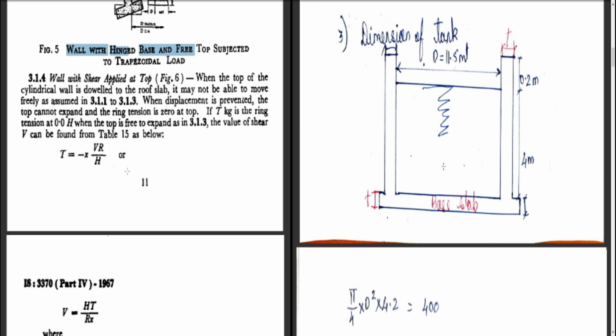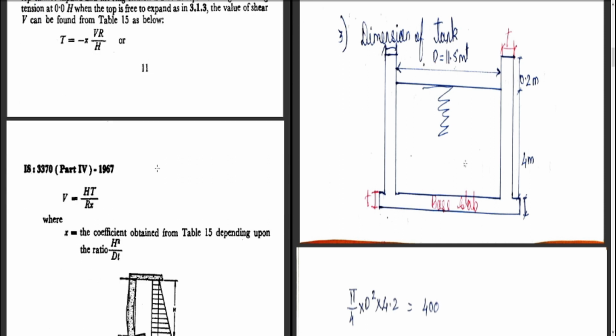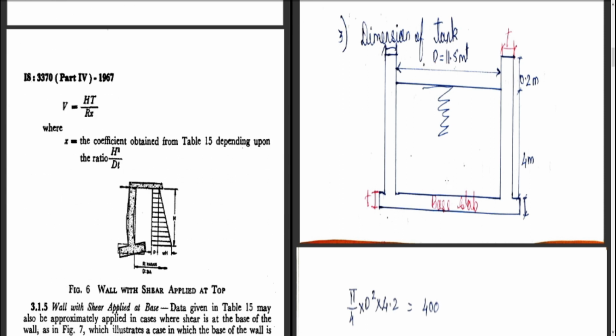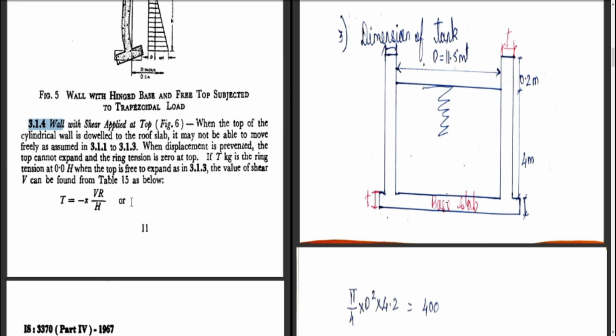Let us see the fourth condition, 3.1.4, walls with shear applied at the top. Here you can see at the top there is a covering, so even this will act as a shear load. When the top of the cylindrical wall is connected to the roof slab, it may not be able to move freely, as assumed in 3.1.1 to 3.1.3. So it will not move freely.